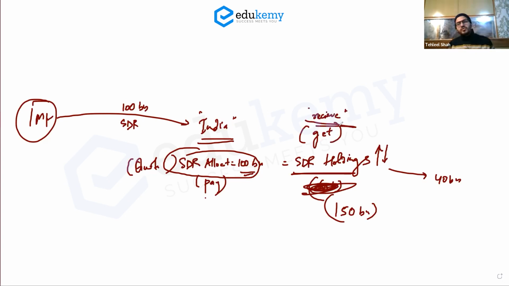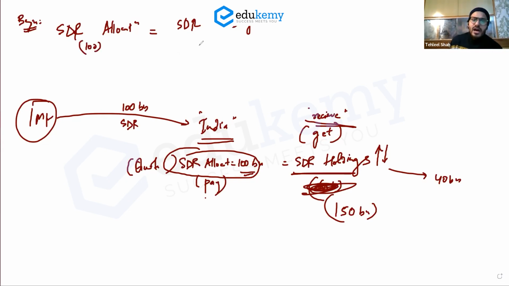ये याद रखना. So SDR allocation पे you have to pay an interest. SDR holding पे you receive an interest. So in the beginning, SDR allocation is exactly equal to SDR holding. तो allocate अगर 100 हुआ है, आप hold भी 100 कर रहे हो. That would mean the interest that you're paying is exactly equal to the interest that you're receiving from IMF.